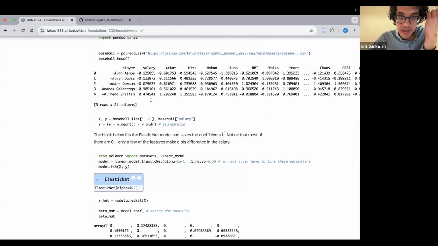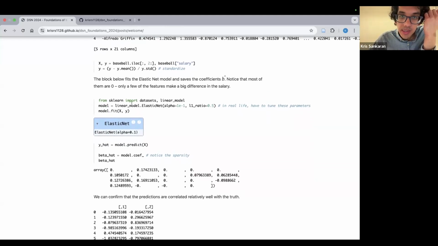So here I'm just separating the data. This I'm going to be calling my response variable. Everything out here are my predictors. And then, instead of linear regression, now I'm using an elastic net regression. So elastic net is the kind of model in scikit-learn that you use to allow for some sparsity in the fit.